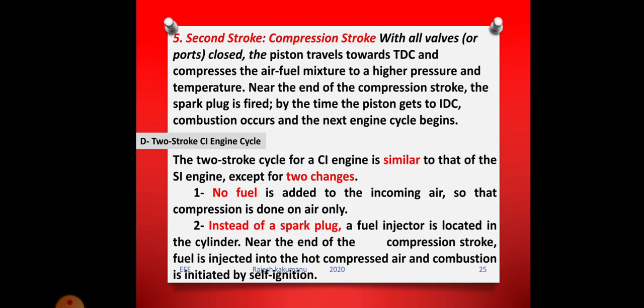Now what happens in the two stroke CI engine? The two stroke CI engine is similar to the SI engine except for two changes. What are the two changes? No fuel is mixed whenever the air is entering during the suction stroke. That is the first point. Instead of a spark plug, a fuel injector is located in the cylinder; near the end of the compression stroke, the fuel is injected into the hot compressed air and the combustion is initiated by self ignition.